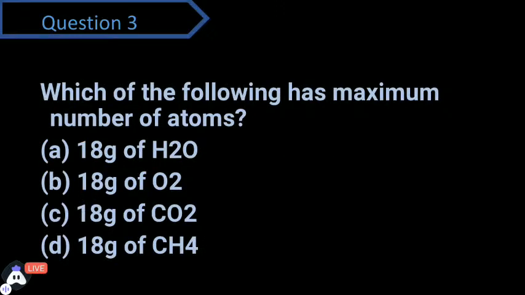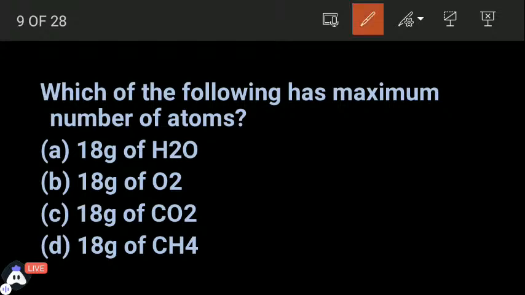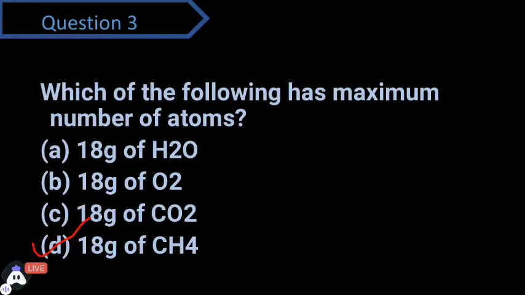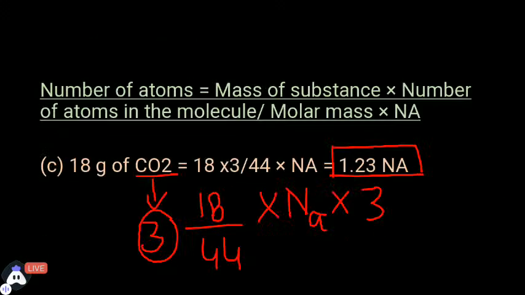So the highest number of atoms will be in what? D option, that is 18 gram of methane. That was 5.63 into Avogadro number. Moving ahead to the next question.